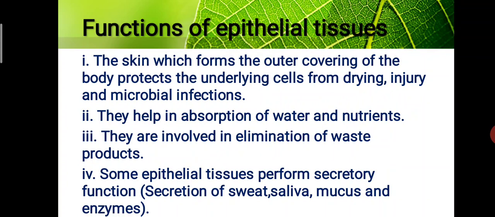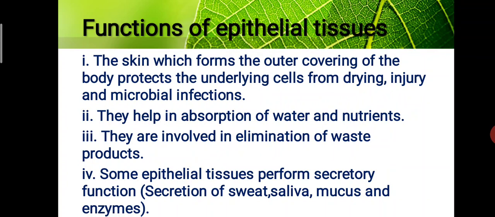Next, we are moving on to the functions. So, functions of epithelial tissue. So, what are their functions? The skin, see the first point. The skin, which forms the outer covering of the body, protects the underlying cells from drying, injury, and microbial infections. So, these tissues help us from what? Getting dried off completely and protect us from injury. If there is any injury, they will regrow again, and also it will protect us from any microbial infections.